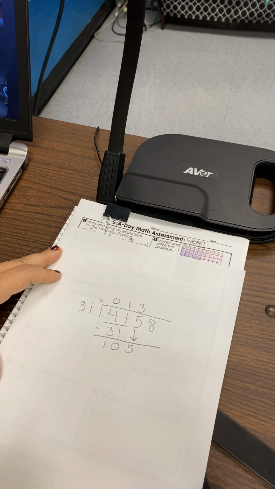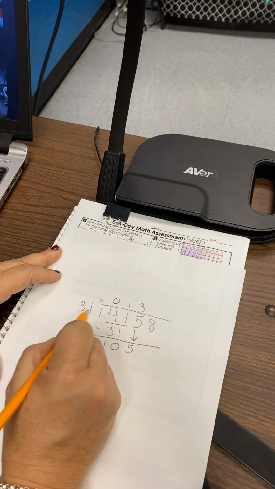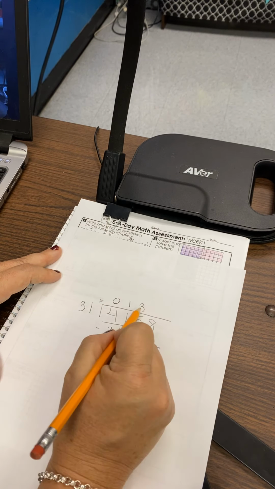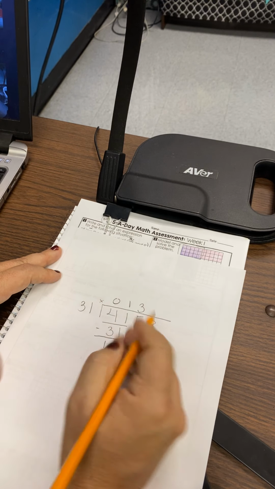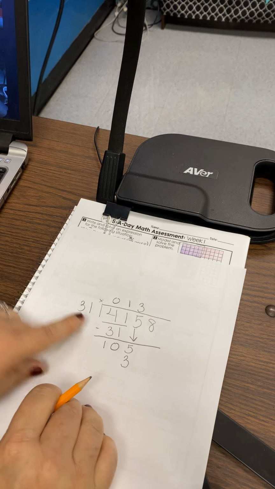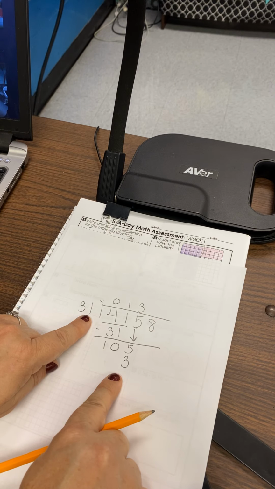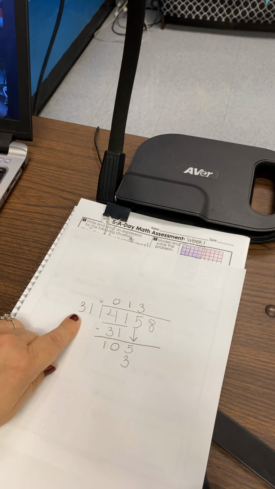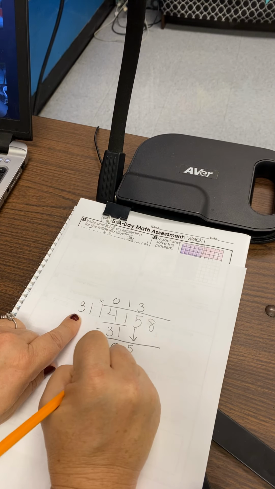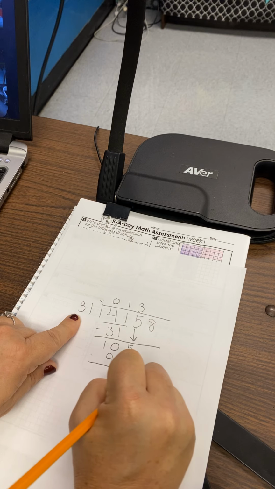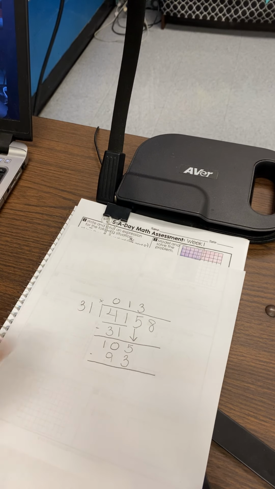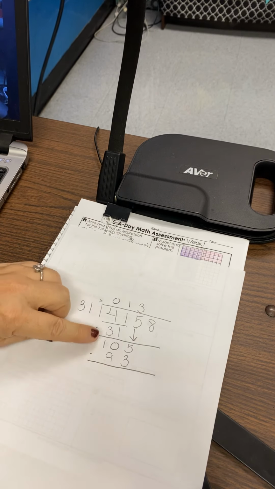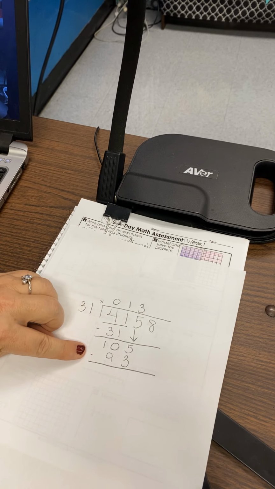Now I'm going to take my 3 and times it by my 31. 3 times 1 is 3, so I'm going to put it under the ones place because the 1 is in the ones place. Now let's do the tens place. 3 times 3 is what? 9. So I'm going to put a 9 under that 1, and I'm going to draw my line. Again, not worrying about the 8 yet. I have not brought it down into the equation. The only thing I care about is my 105 minus my 93.